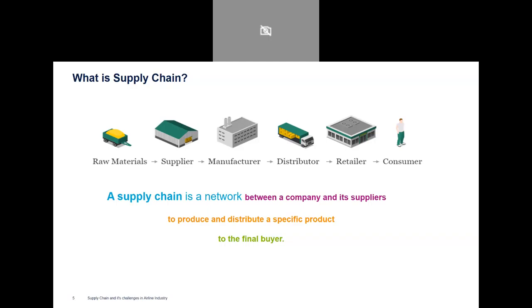You could read it from my sentence below. It's a network which connects the companies and the suppliers to produce a product, and it's distributed to the final consumer. So this is what is called supply chain on a very basic note. The management of this supply chain is called supply chain management. Just to say in a nutshell, starting from raw materials to the consumer, managing everything is supply chain management.